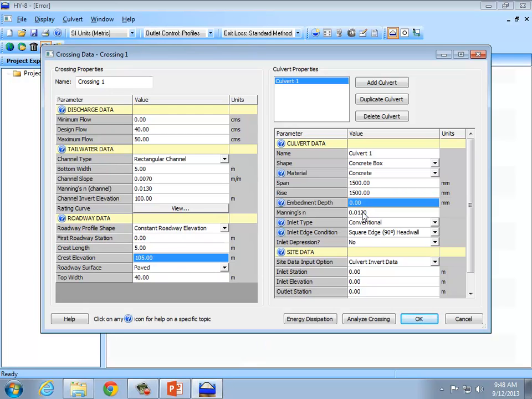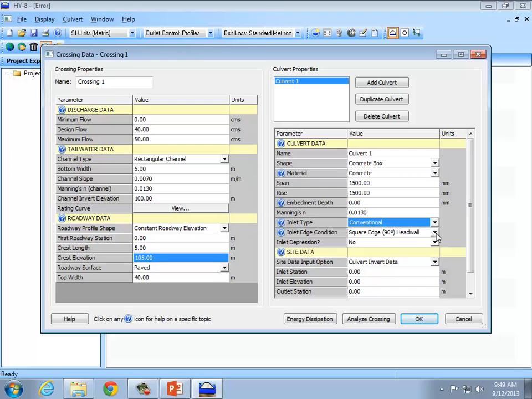It's got 0.012. Let's just change it to 0.013. It's a little bit more conservative to assume it's not going to be quite that smooth. 0.012 is a good estimate for new concrete that's been installed by a contractor who's really careful, but we'll assume it's maybe a little bit older and eroded a bit, or maybe the finish was slightly more rough.